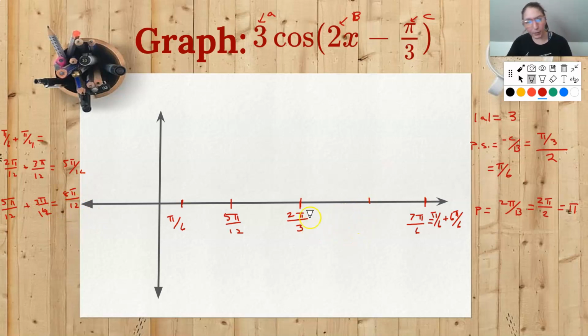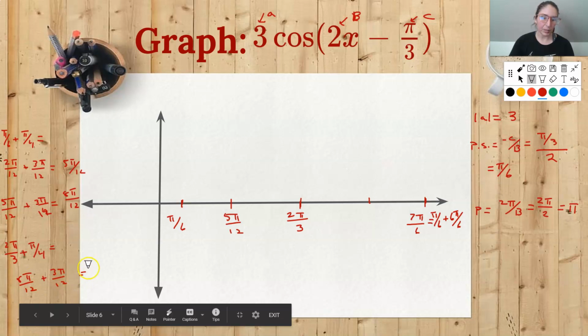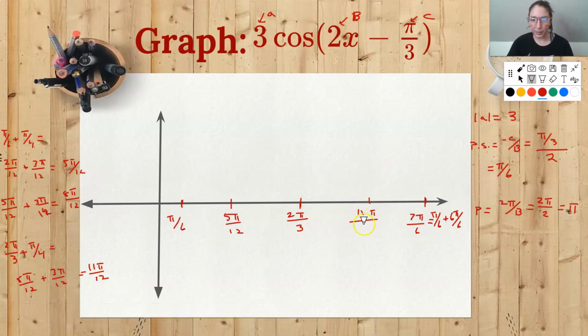Okay, add another pi over 4. So now I come over here, 2 pi over 3 plus pi over 4. Okay, so I'm going to change both of those into 12. So times 4 on the top and bottom, times 3 on the top and bottom, right? Common denominator. Or sorry, not 8 plus 3 is 12, 8 plus 3 is 11. 11 pi over 12. Okay. Whew, got it.